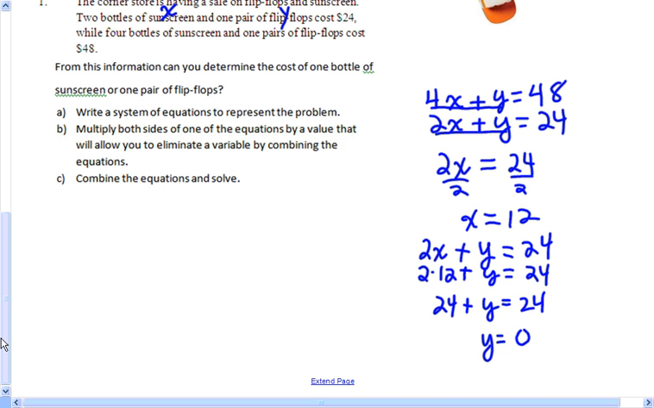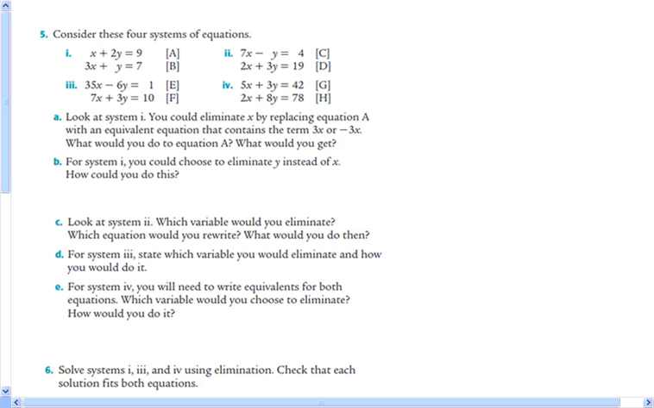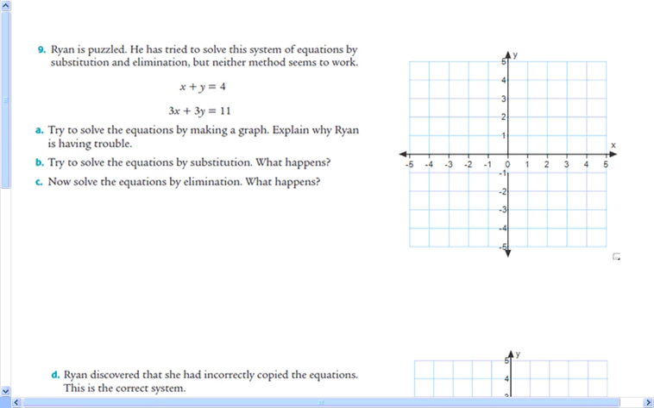Anyway, so that's the idea. We're going to use that. And it's a very powerful method, especially when equations are written in standard form. So let's try one here. Here's another example. Actually, I'm going to come back to this example and do one more. Let's go to our homework page.